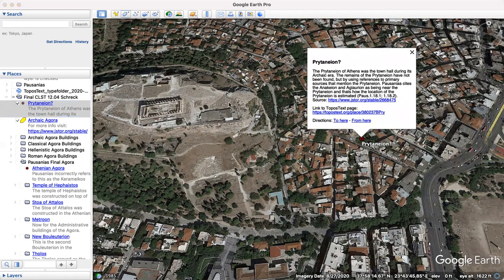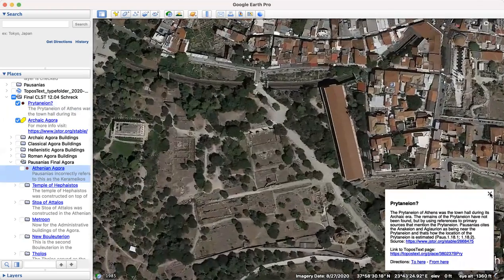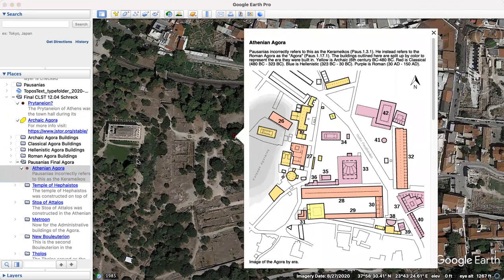Recently, we've narrowed in on this location. However, it was formerly thought that the Prytaneion used to be where the Agora is now. So this is where the Agora currently stands. Pausanias incorrectly refers to this as the Kerameikos in his book and calls the Roman Agora the Agora. Again, this caused a lot of trouble for researchers when trying to figure out where exactly this original Agora was.